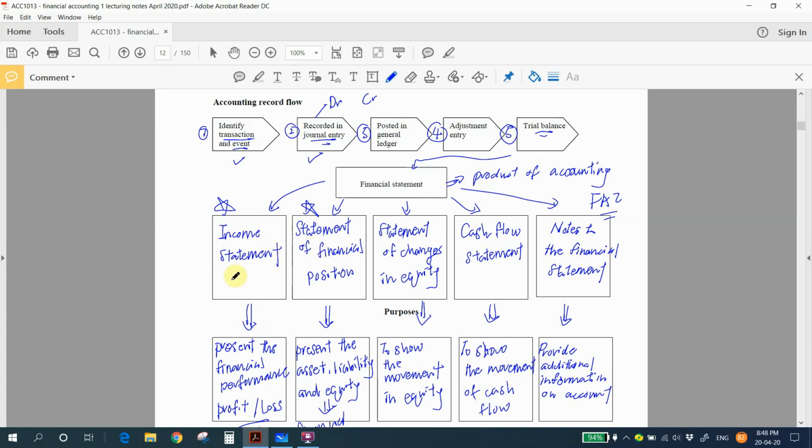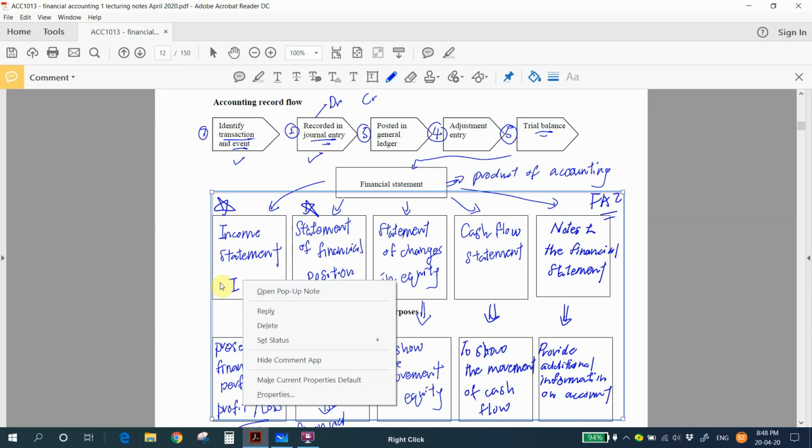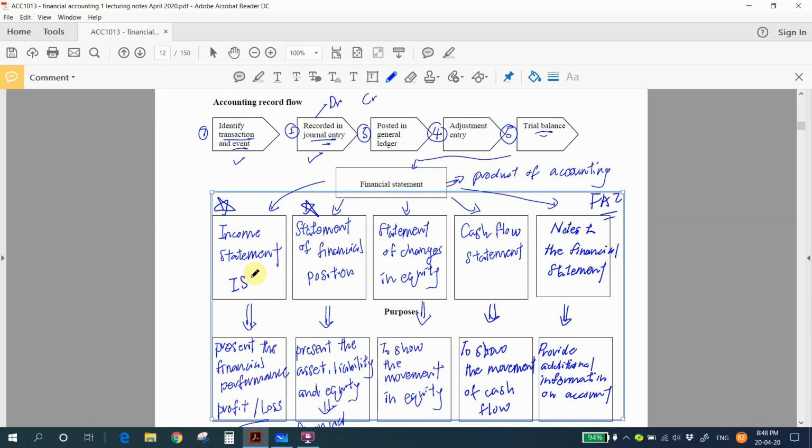For income statement, the short form we use is IS. The short form of statement of financial position we use is SOFP.